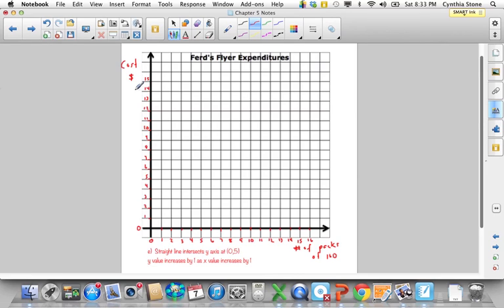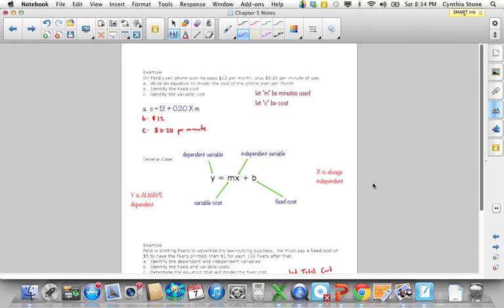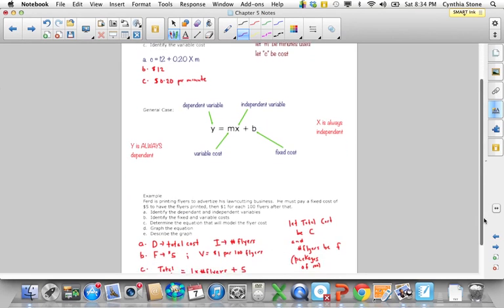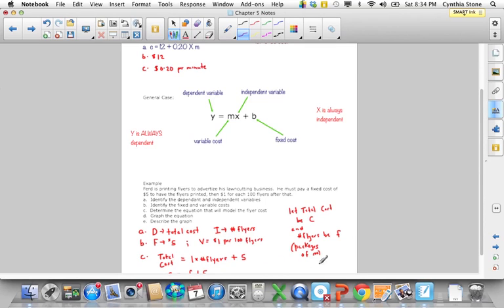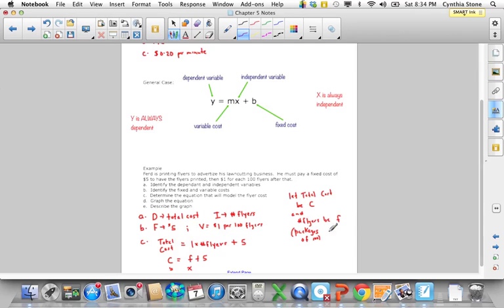So as I graph it, I might just choose a different color. The first point, no matter what happens, he pays $5. Even if he sells 0 flyers, it's still going to cost $5. That's my first point. And then after that, we just look back. After that, he pays $1 for each 100 flyers.